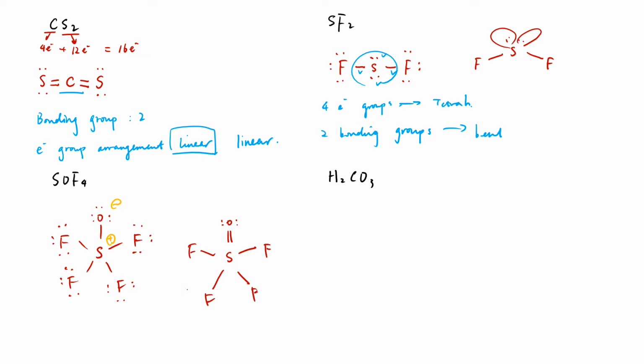For the one on the right, the oxygen has 2 lone pairs and 2 bonds, which makes it have no formal charge. Same for sulfur, no formal charge. So the one on the right is the correct Lewis structure, and I'm going to erase the one on the left.